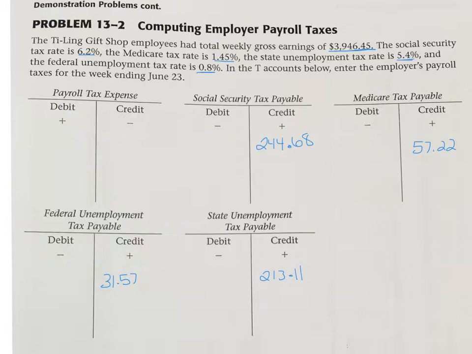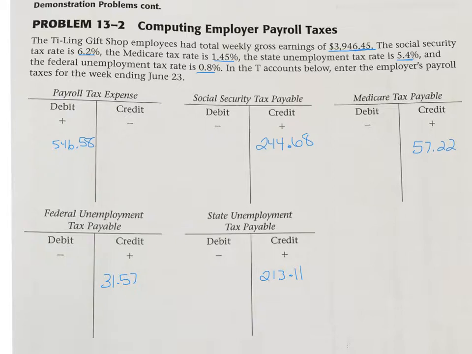Well, now we have a whole bunch of credits, and we know whatever we credit, we have to debit. So we add each of these up, and that's going to be our total payroll tax expense. It's an increase of our expenses, and so it goes on the debit side. The total of all of these numbers is $546.58.